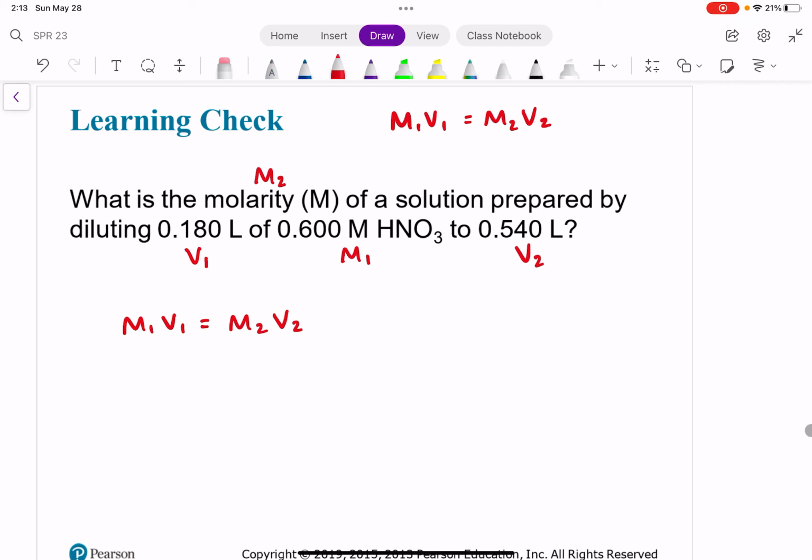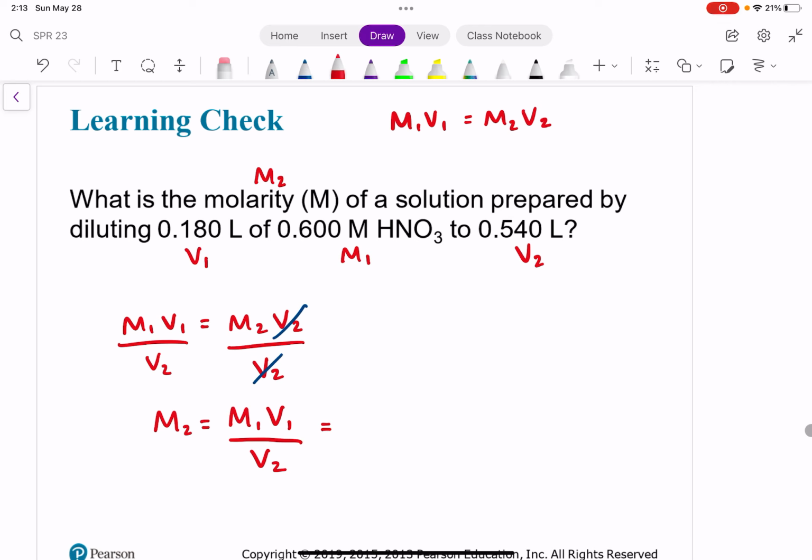So I'm going to divide. These are being multiplied, and the opposite of multiplication is division. So I'm going to divide by V2 because I want to get M2 alone. That cancels out that V2, and then I've got V2 here. I'm going to rewrite my equation so it's a little easier to see. Now I can solve directly for M2.